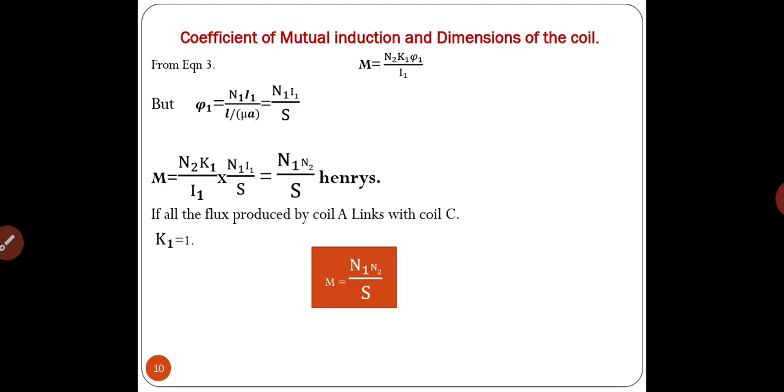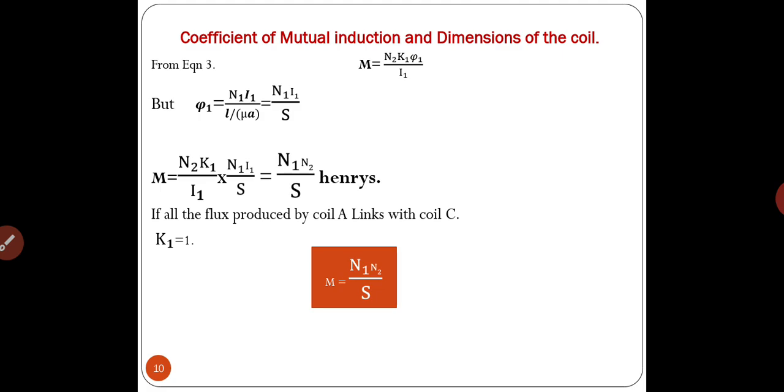M is equal to N2 into K1 into phi1 by I1, but phi1 is equal to N1 I1 divided by L divided by mu A, that is N1 into I1 by S. M is equal to N2 into K1 by I1 into N1 into I1 by S, which is equal to N1 into N2 by S Henrys. So, how many turns are there in the primary and how many turns are there in the secondary, divided by S.